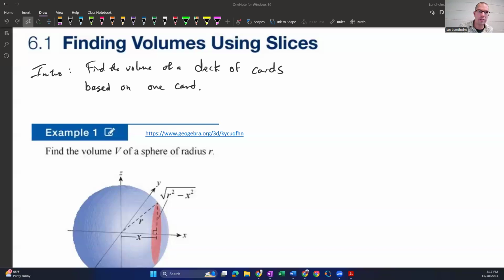But if we go back into the example that we were just looking at with the sphere, hopefully this is, yeah, I'm screen sharing. Let me see. Okay, great. We're screen sharing the right one.